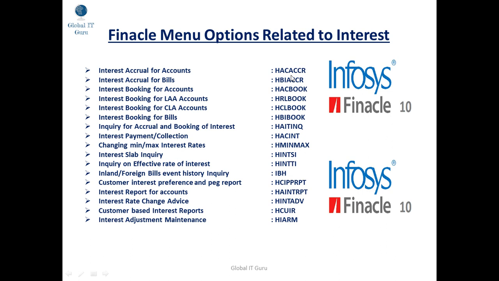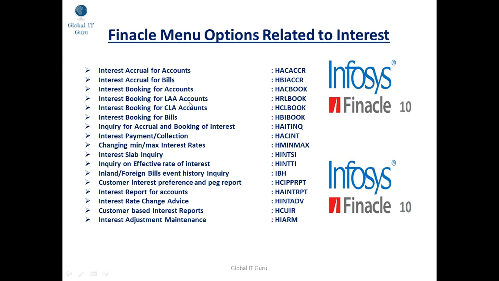So like that we have different kinds of menu options here. Just one more thing. This menu option will run the specific ad hoc request. If you want to run interest accrual for a particular account, run the interest accrual. For a bill account, if you want to run interest accrual, we can invoke this menu option and run the interest accrual. Like for booking and application also we have. If you want to book the interest for a specific account, we can invoke this menu and run the interest booking for that particular account.